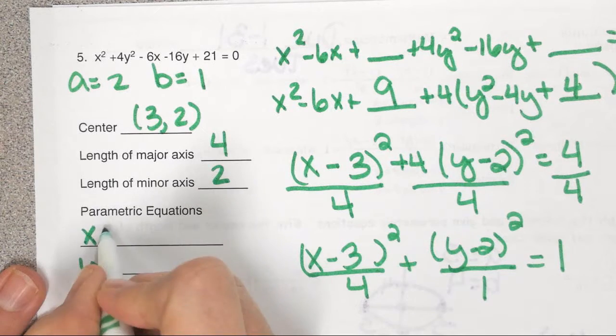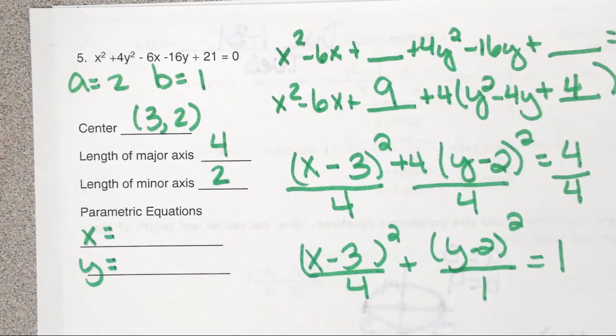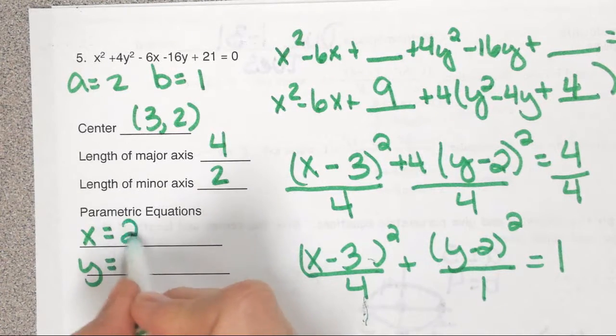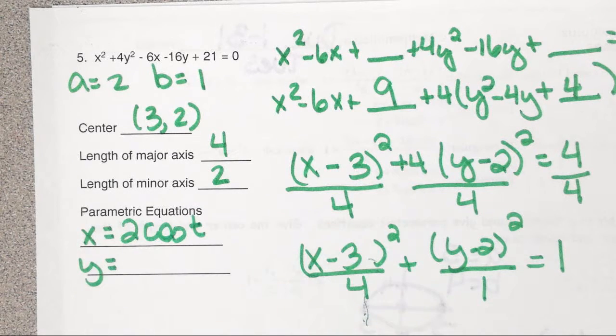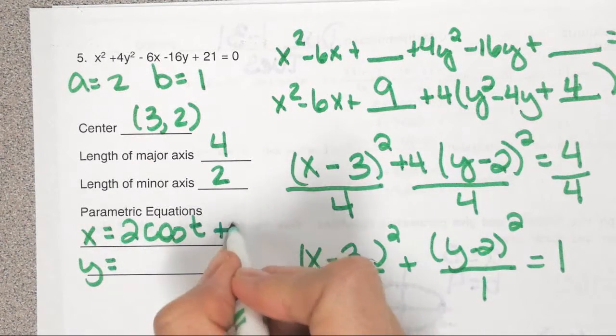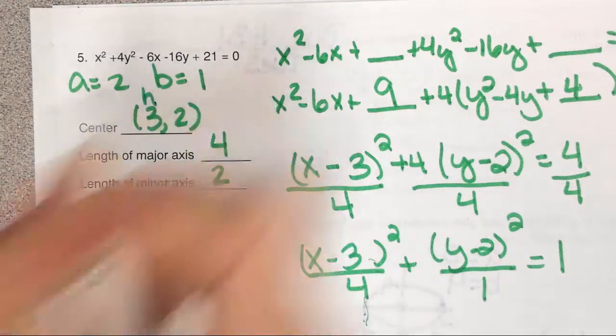X equals, Y equals. Okay. Go look under the X. I see a 4. What's the square root of 4? 2. Then I'm going to write down cosine t. Okay, here's the part where we always mess up. Am I going to put minus 3 or plus 3? Plus 3. Very good. You put whatever h is at the center.